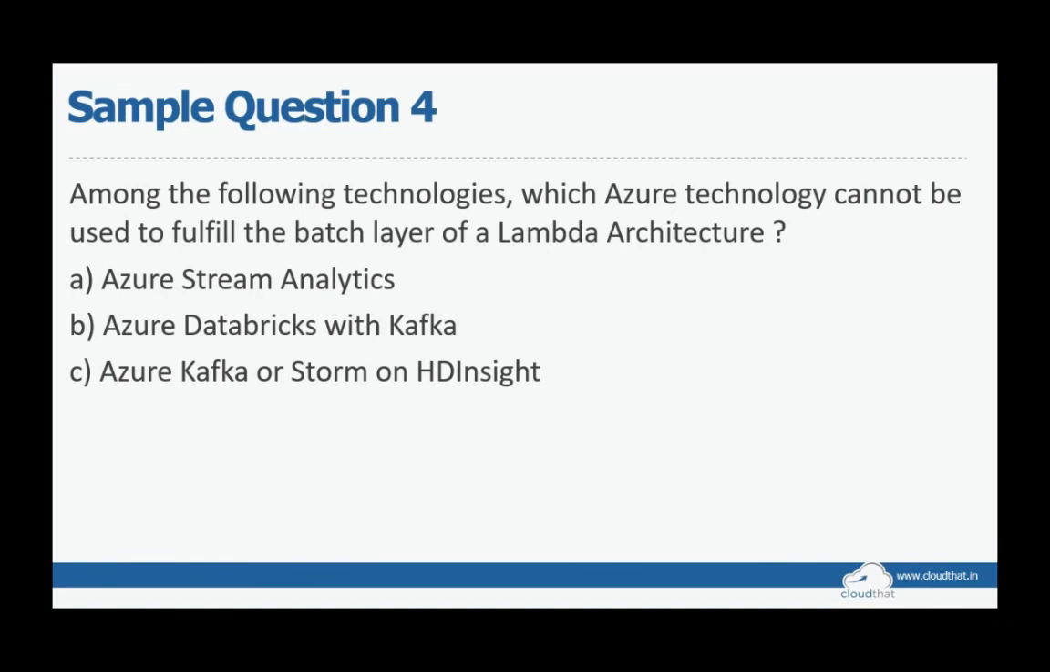Stream Analytics is mostly used for real-time processing of your data. You can process your data in real time using Stream Analytics. You cannot use Stream Analytics for your batch layer, whereas Databricks can be used with the batch layer along with Kafka, and HDInsight also can be used for batch processing, right? Let's move to the next one.